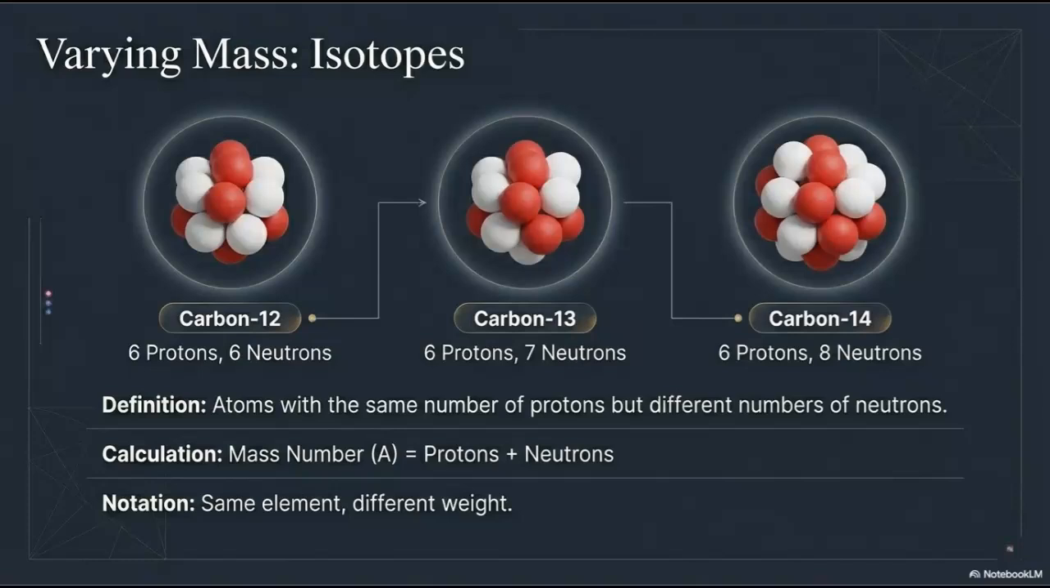And because the mass of the atom comes from the nucleus, and in the nucleus we have protons and neutrons, we are going to calculate this new thing called mass number, which is the sum of the protons and neutrons in the nucleus.